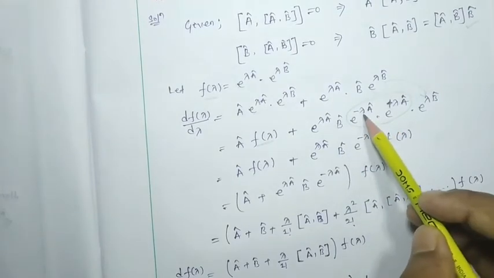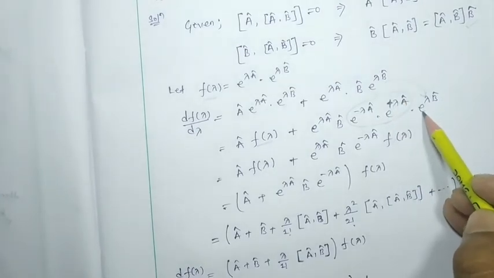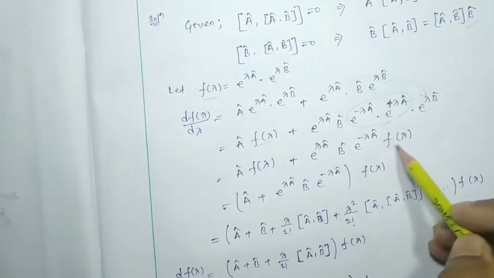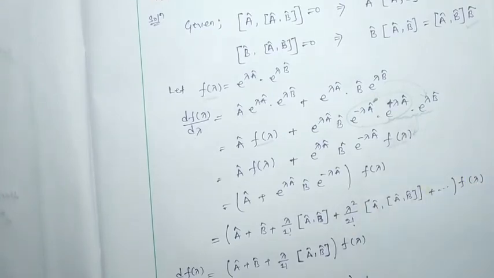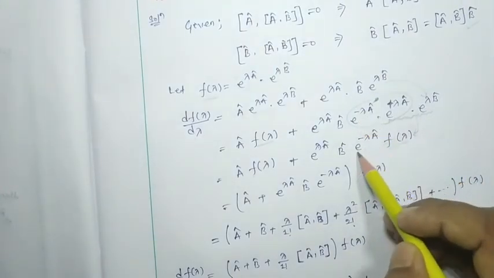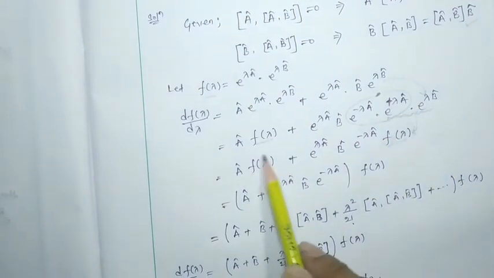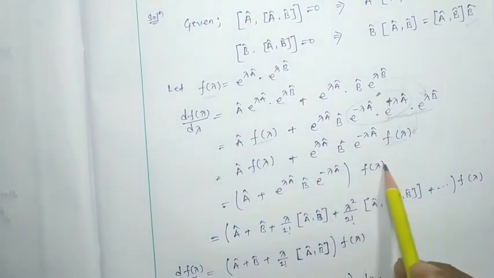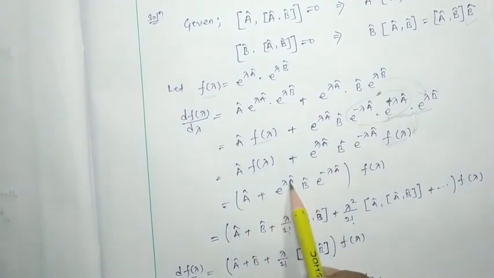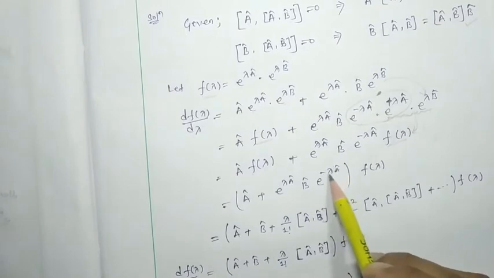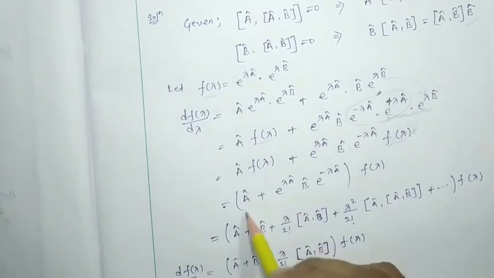So e to the power minus lambda a cap, into e to the power lambda a cap, e to the power lambda b cap, is nothing but f of lambda. So instead of these two terms I can write f of lambda, and e to the power minus lambda a cap will be written over here. Now f of lambda can be taken outside, and inside the bracket it can be written as a cap plus e to the power lambda a cap b cap e to the power minus lambda a cap into f of lambda. So a cap will be here.